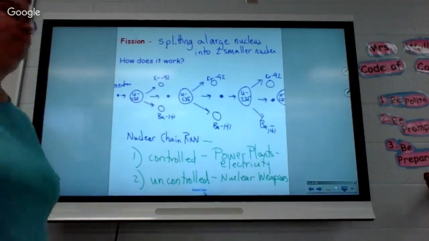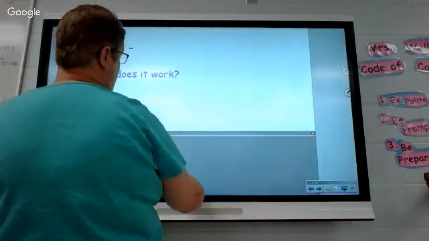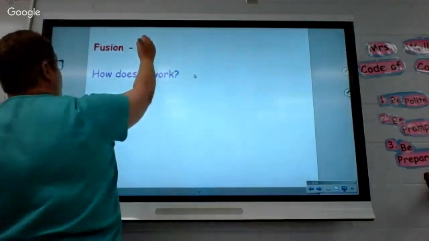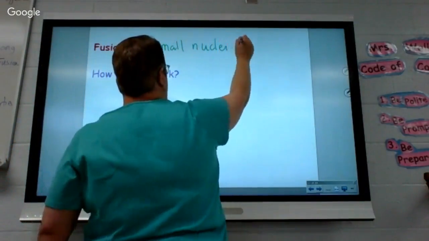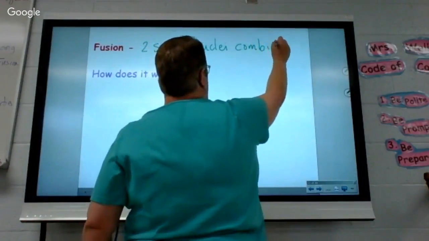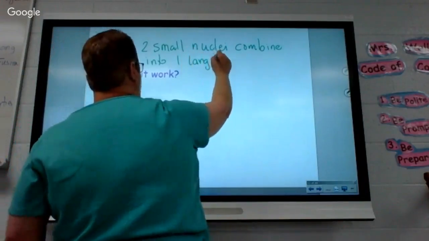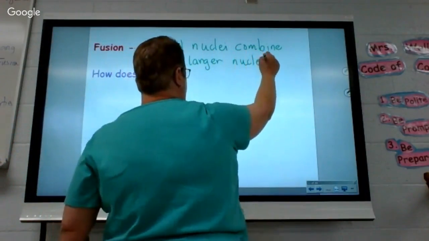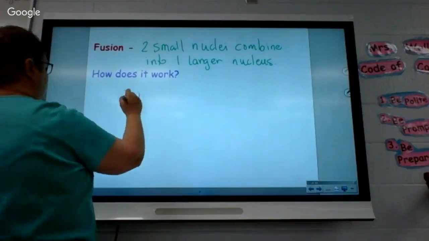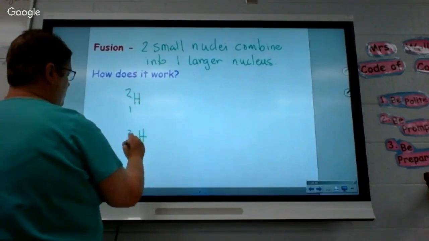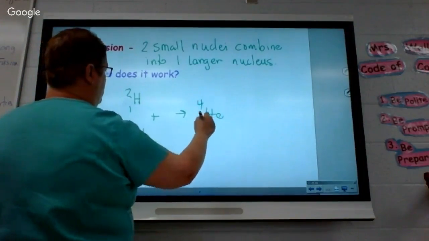All right, now fusion. How is fusion different? What does fusion do? Okay, so this will be two small nuclei combine into one larger nucleus. Now, this one is going to be two hydrogens, and they come together to form a helium atom.